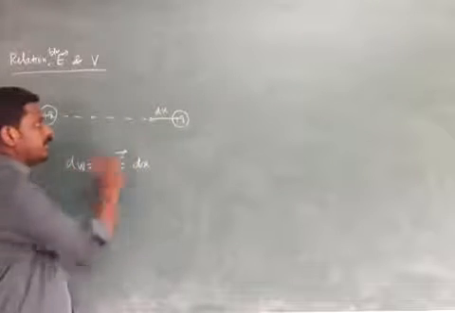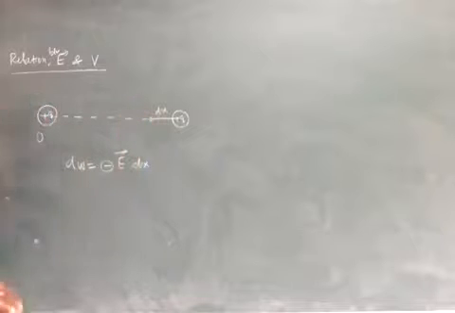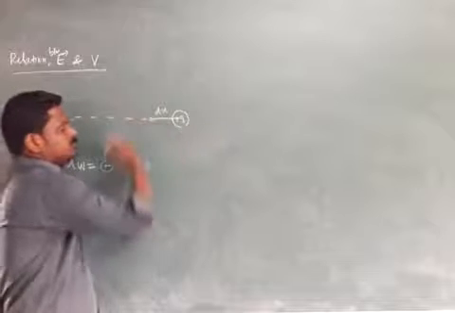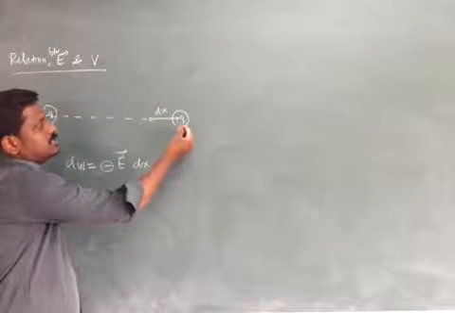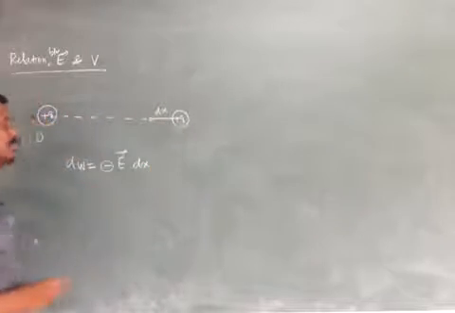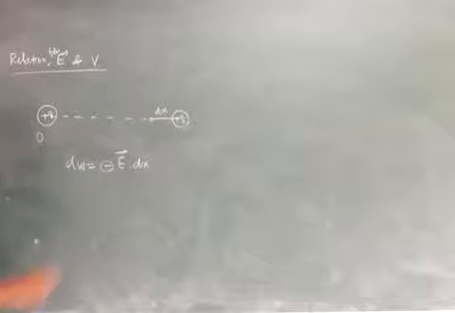Why is it negative? Because the work is done against the electric field. There is a positive charge, so a repulsive force acts between them. We are trying to push against the electric field, shifting the charge through a small distance dx, so we need to use the minus sign.